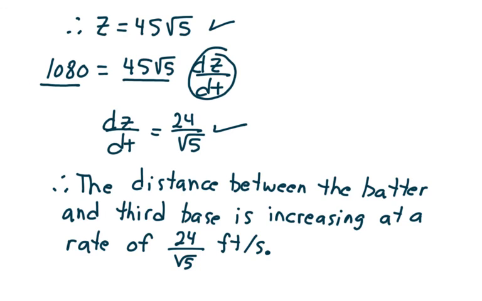In context, what that's saying is the distance between the batter and third base is increasing. Why is it increasing? Because we got a positive value, right? So it's increasing at a rate of 24 over root 5 feet per second. And that concludes this video for section 3.9. This is the baseball diamond problem.